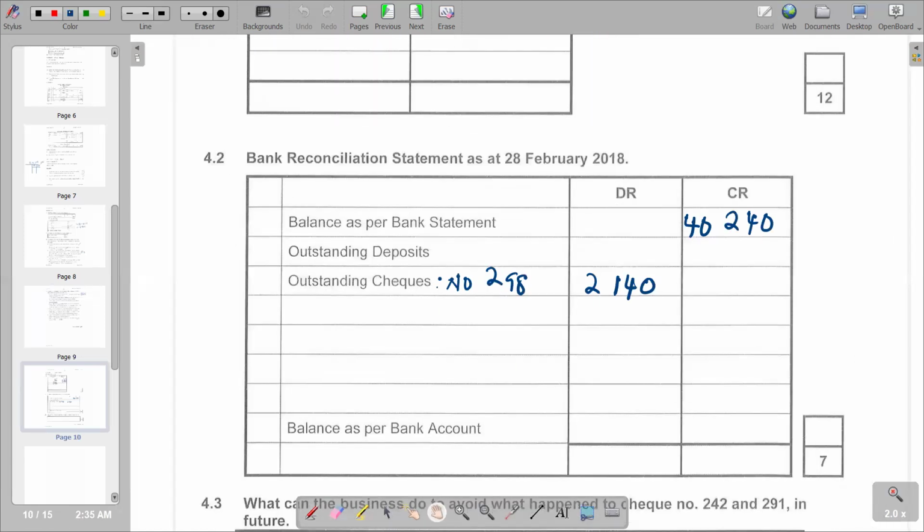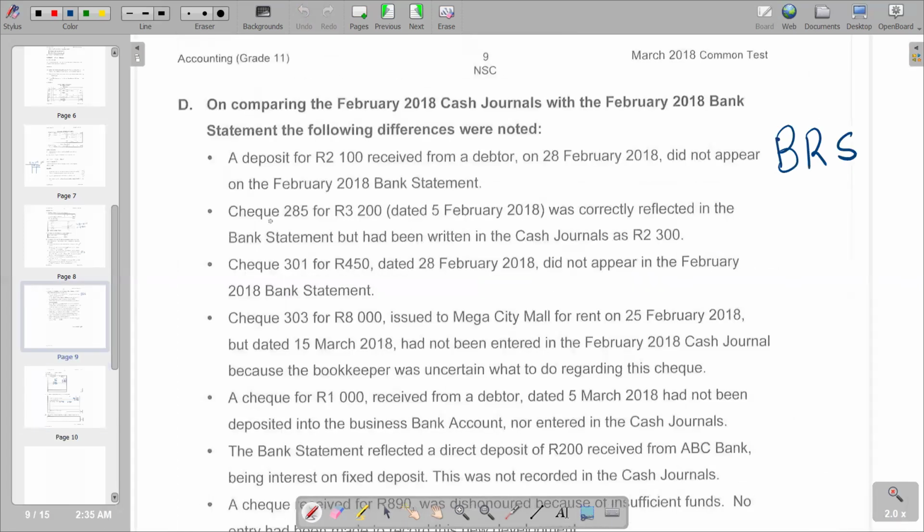So we go there. This is our bank reconciliation, and we got outstanding deposit 2,100 on the credit side. Remember, outstanding deposit goes to the credit side. Then we go to the next one. Check 285 for 3,200 rands dated 5 February 2018 was correctly reflected in the bank statement, but had been written in the cash journals as 2,300. This is an error that is affecting the journals again. Bank statement is correct. So the correct amount is 3,200.